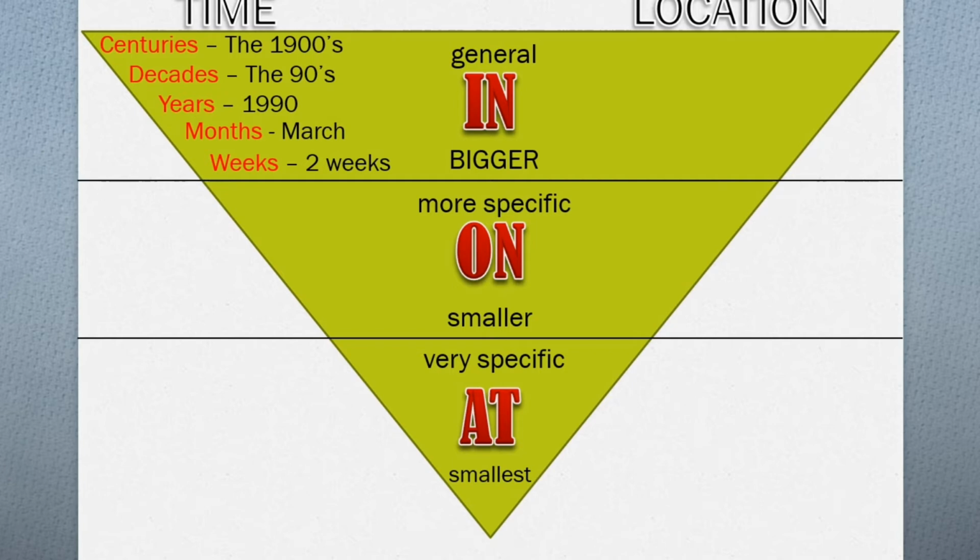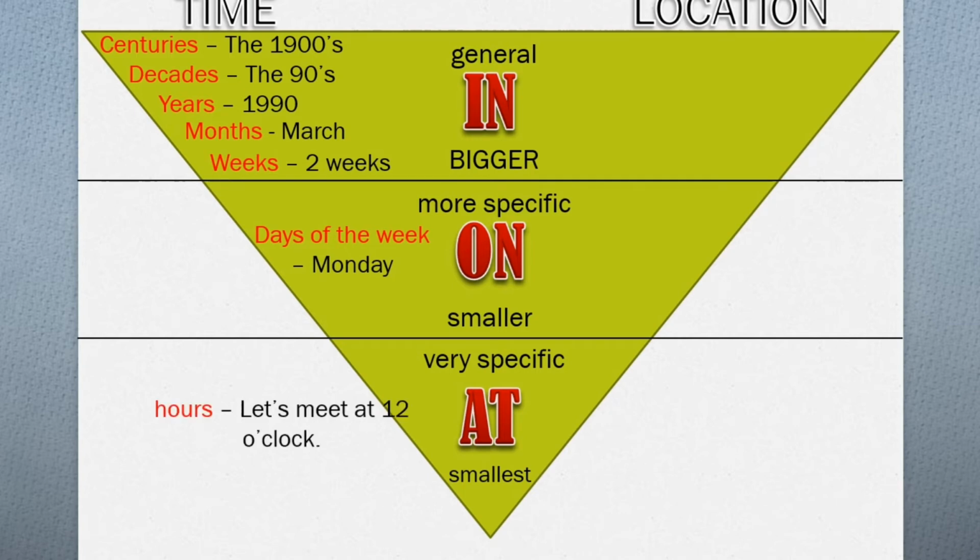Moving to shorter, more specific periods of time, we use on to talk about particular days, dates, and holidays. So we have days of the week. For example, Monday, or should I say on Monday. I'll see you on Monday. Specific times, and for holidays without the word day, we use at. So we have here also hours. Example, let's meet at 12 o'clock. Or meet me at midnight. Or the flowers are in bloom at Easter time.